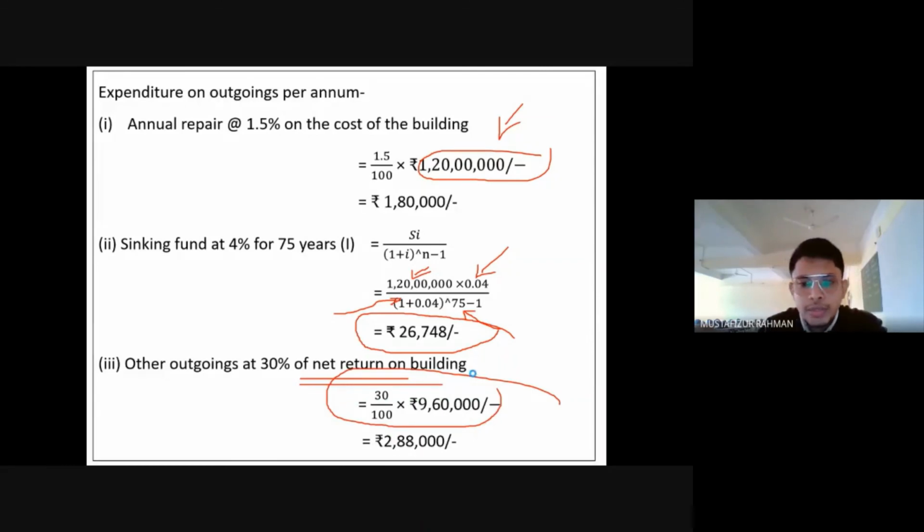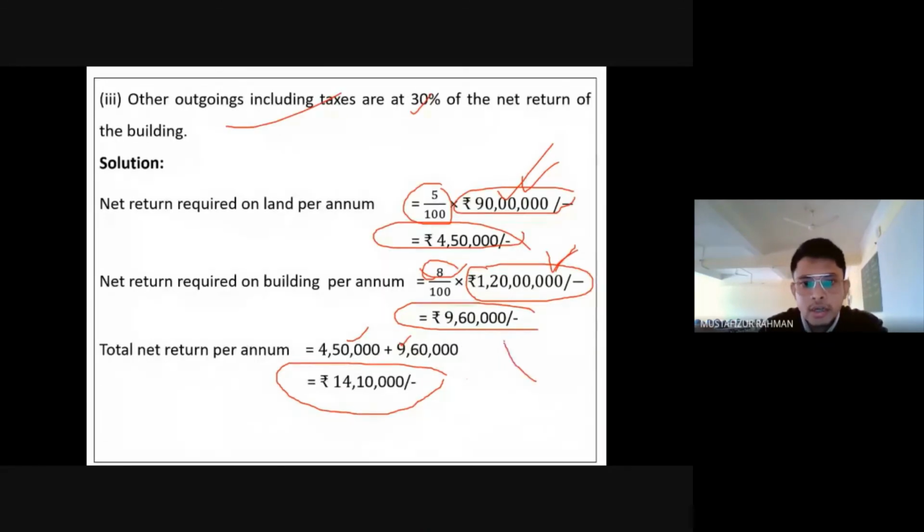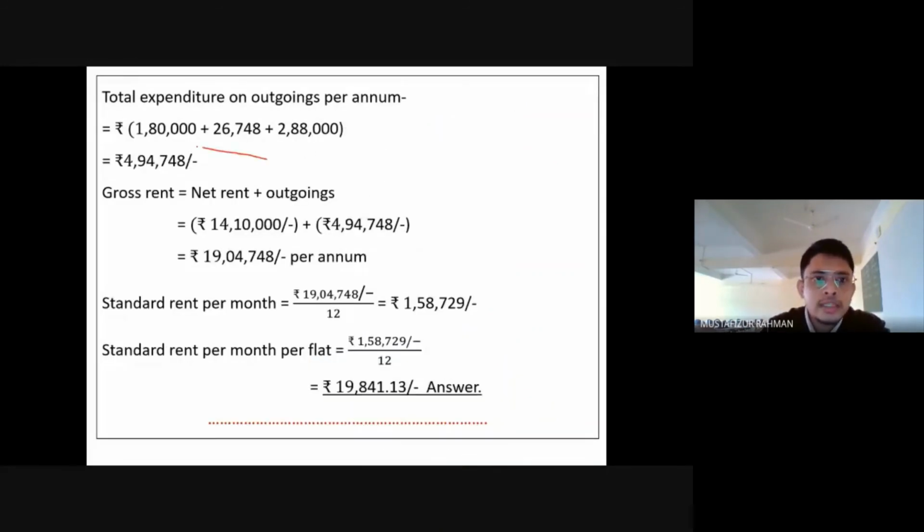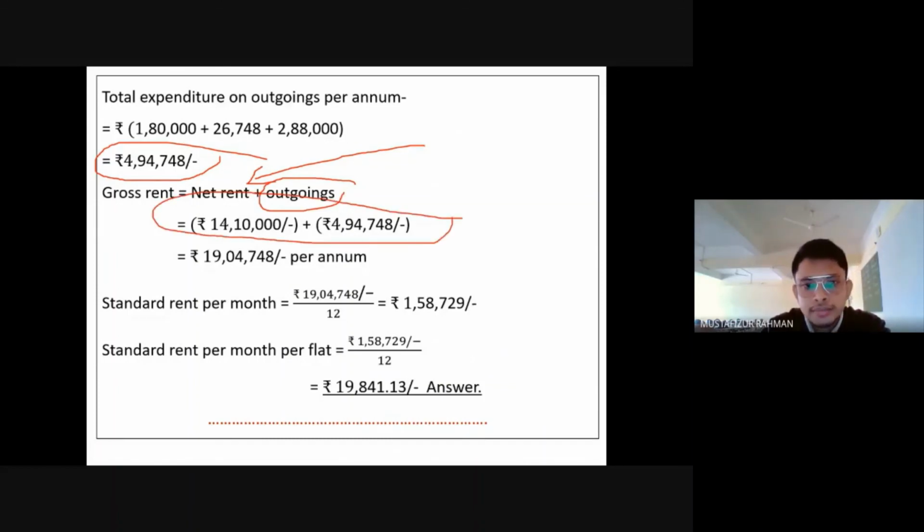In the earlier one, we found out the net return, right? Net return on building. So this was on net return on the building. So we just have to find out what is 30% of this. We got this value. Now we have to add them up. All the expenditures, we add them up. Then what will be the gross rent? The net rent or net return, added with the outgoings. This is going to be our gross rent.